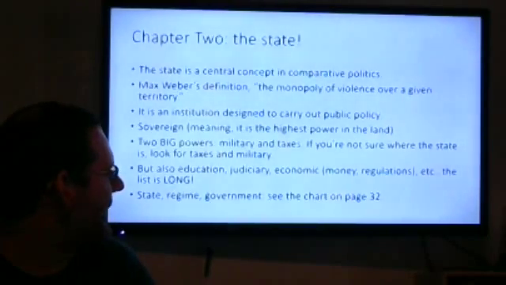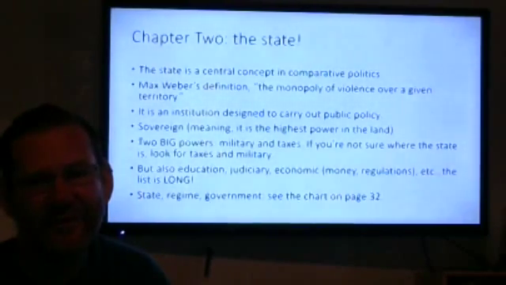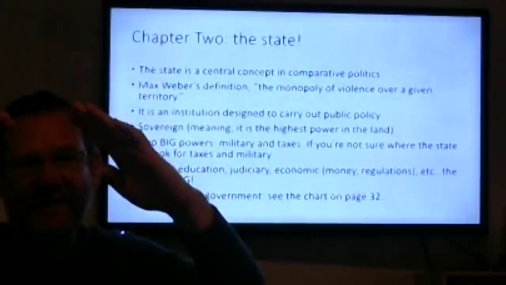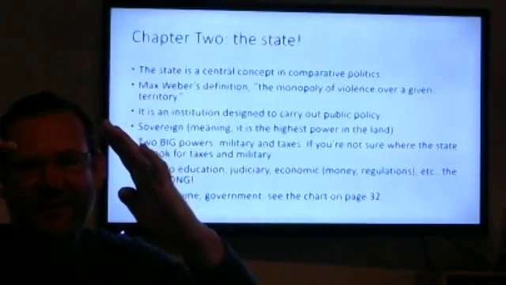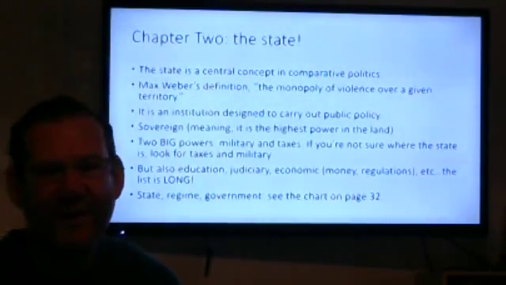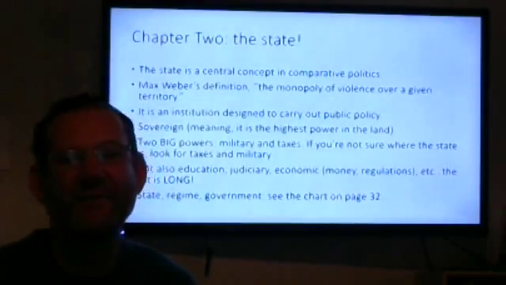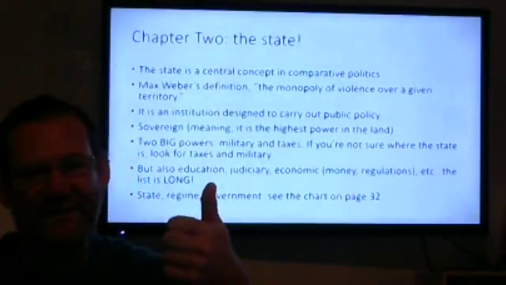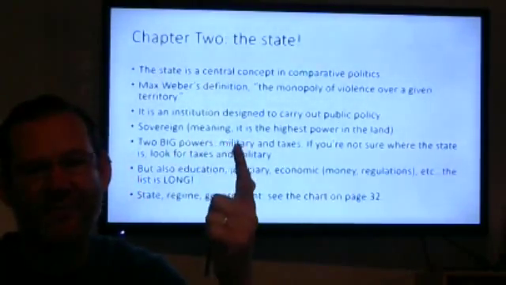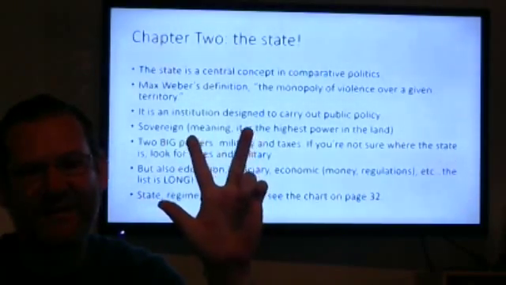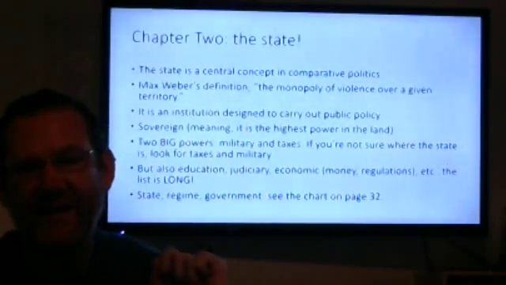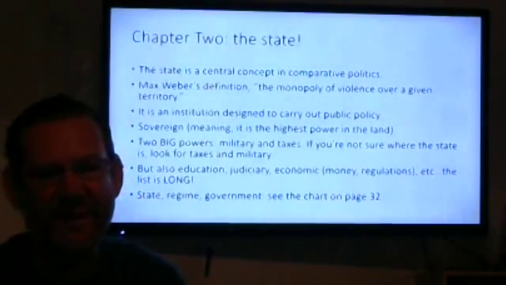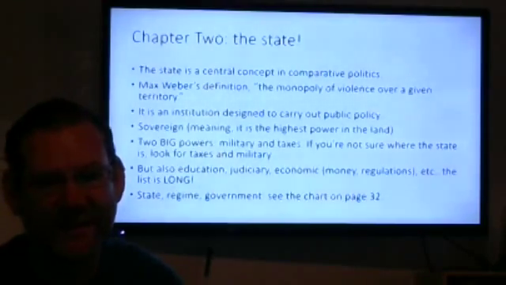State, regime, government. See the chart on page 32. That's what I was going for. So the state is that thing there. Regime choice is democratic versus authoritarian. And then government is who's actually leading the regime right now, right? Who's actually running the state right now. So the United States, well, we have a state. We call it the state. Our regime is democratic, and our government is democratic, headed by Barack Obama. If Trump or Bush or one of the Republican candidates win, we would have a change of government, but not a change of regime or state.